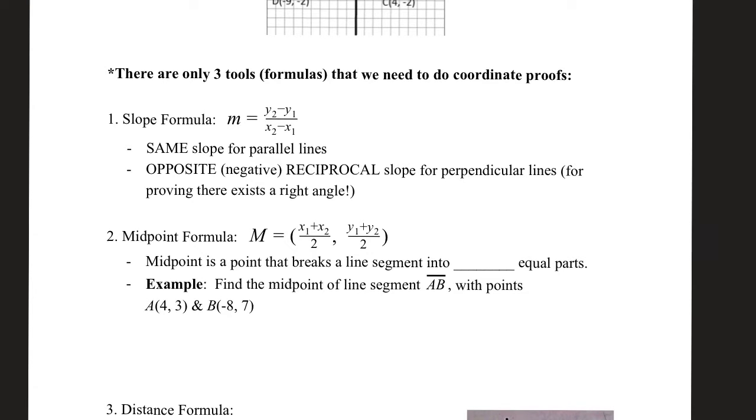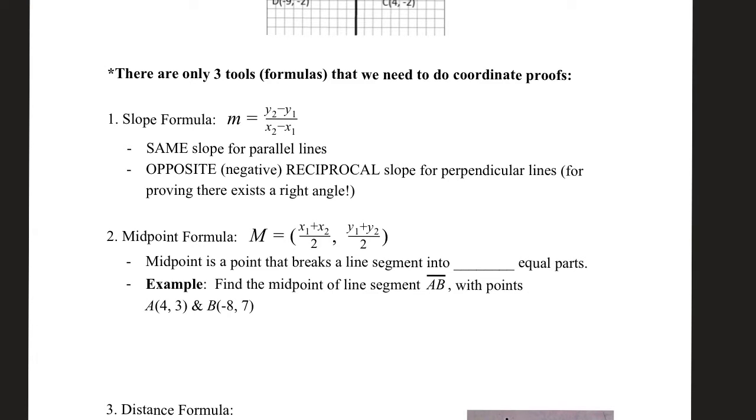Just remember that lines that have the same slope are parallel, and lines that have opposite or negative reciprocal slopes are perpendicular. And that's going to be really useful in our proofs to prove that there exists a right angle. You're going to show that two sides of a figure are perpendicular lines and have negative or opposite reciprocal slopes.